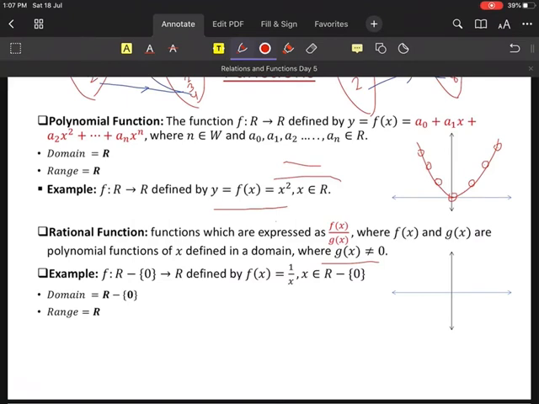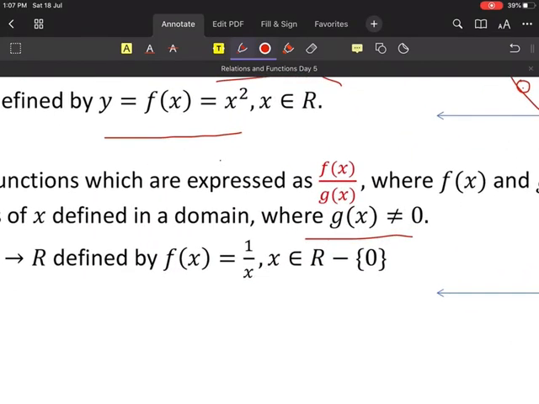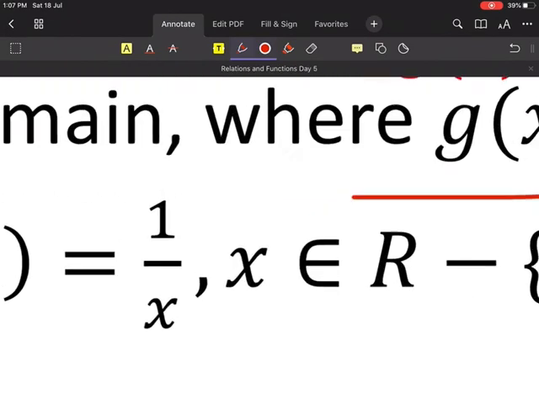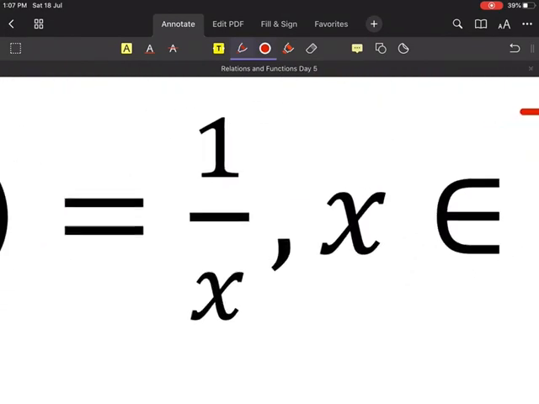Okay, now let us do one example. Look, there can be many rational functions, so let us pick one example. Here the function is defined. Look here, the domain has changed. R minus 0 to R, defined by f(x) equal to 1 by x. Can anybody tell me what is the domain of 1 by x?